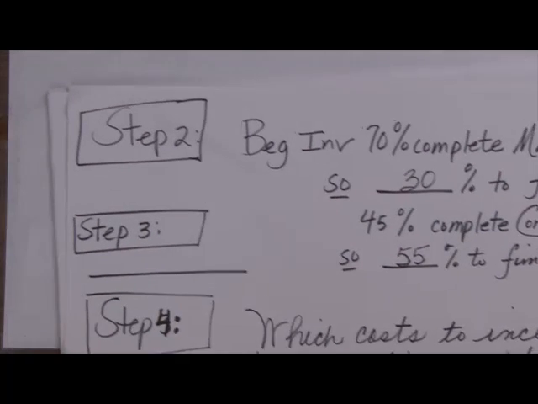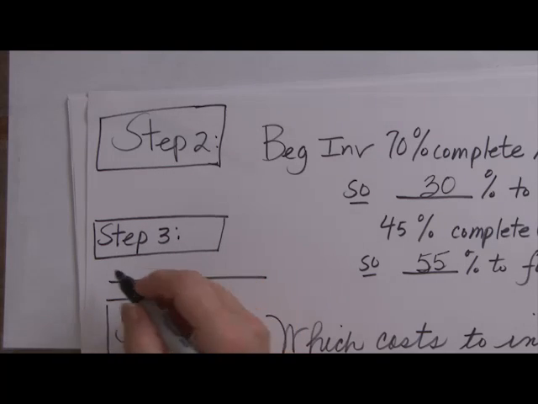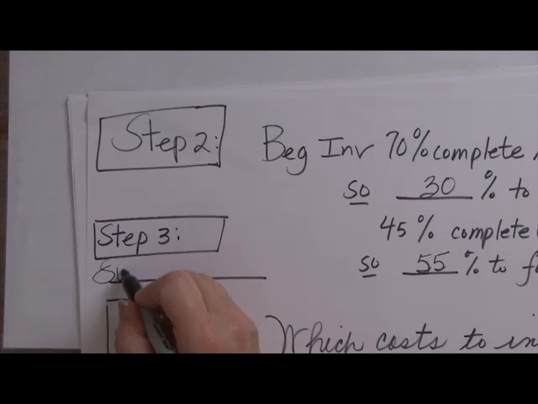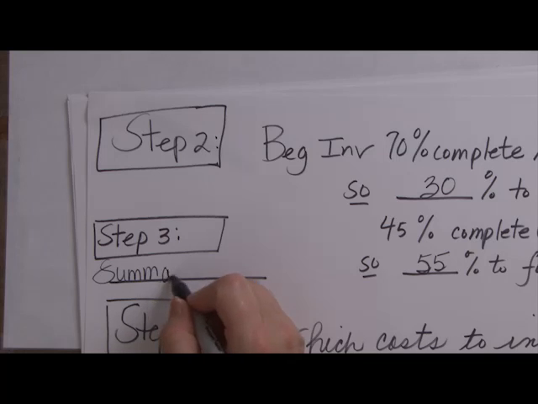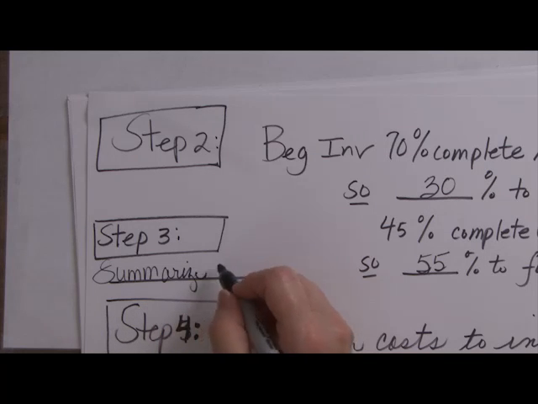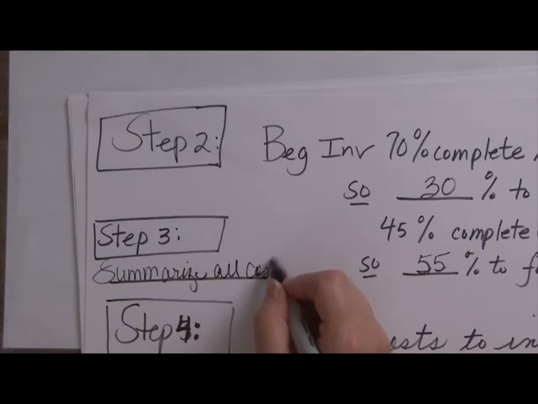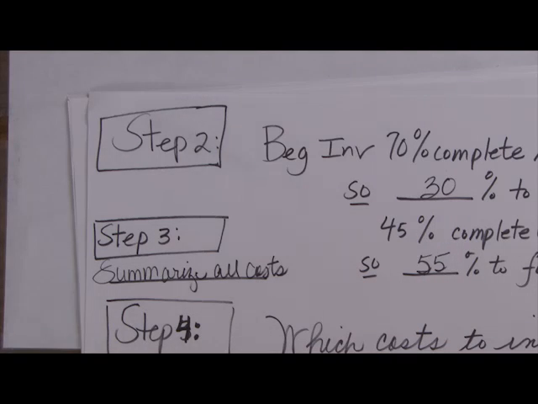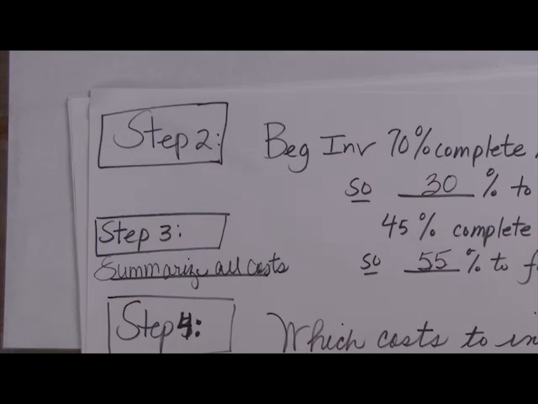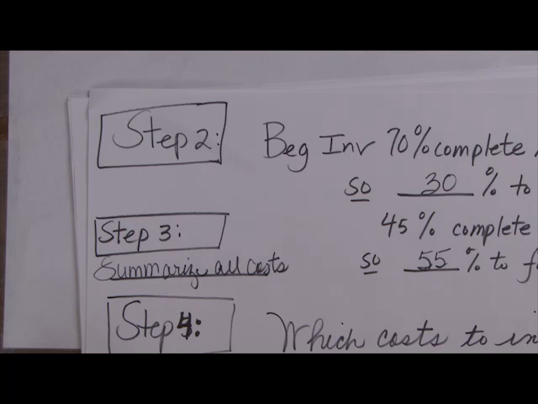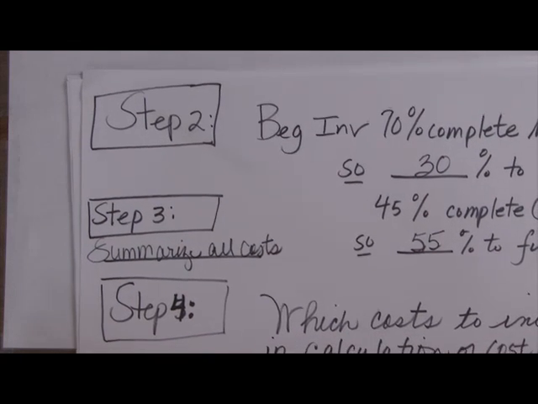Let's talk about step 3. And step 3 is really nothing new here. You're just going to summarize all the cost that you have to account for. So this is just really not going to be any different than what we did before. Let's go to step 4 though.